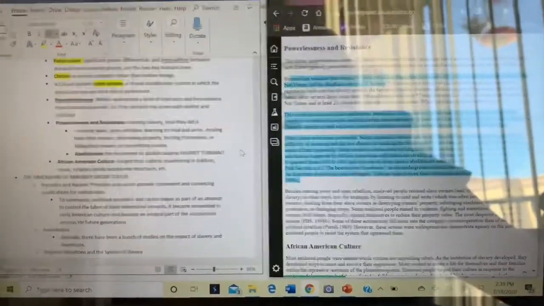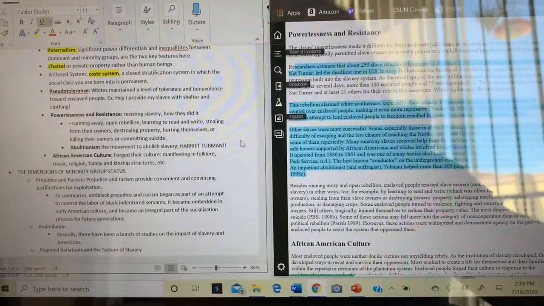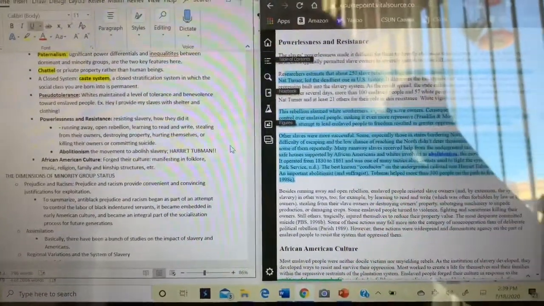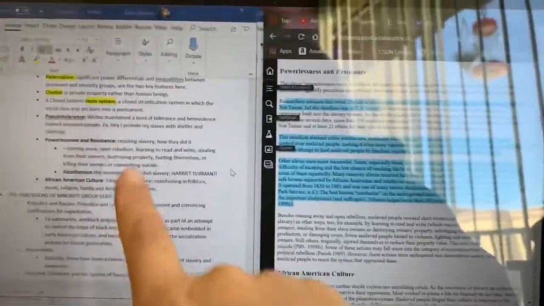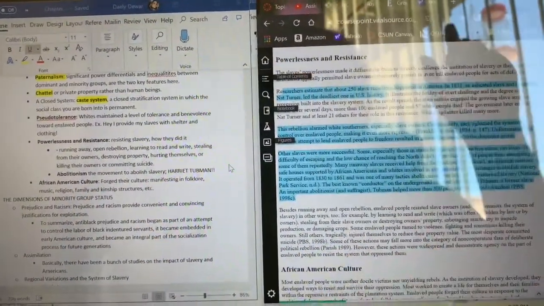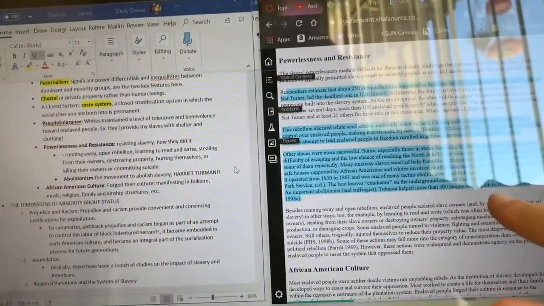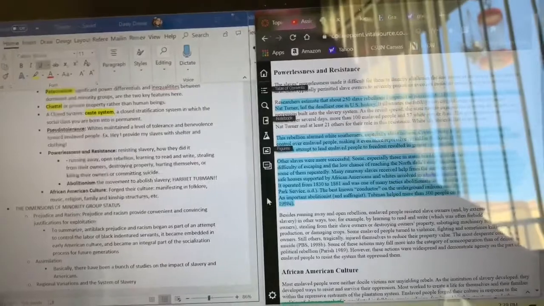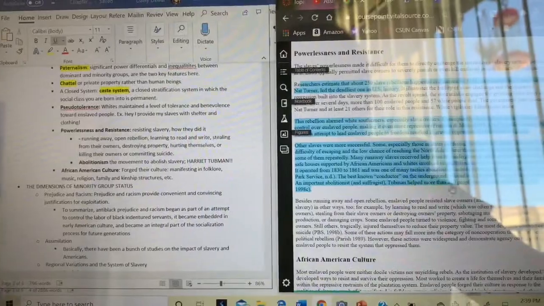The next heading, powerless and resistance. This is where it just strikes me in the heart. It's so sad. This paragraph talks about how the slaves resisted slavery. They did this by running away, open rebellion, learning to read and write, stealing from their owners, destroying property, hurting themselves, or killing their owners or committing suicide. It also talks about abolitionism and Harriet Tubman. I'm sure we all know who Harriet Tubman is, and she was the best known conductor of the Underground Railroad that ran for about 31 years. She helped more than 300 people.